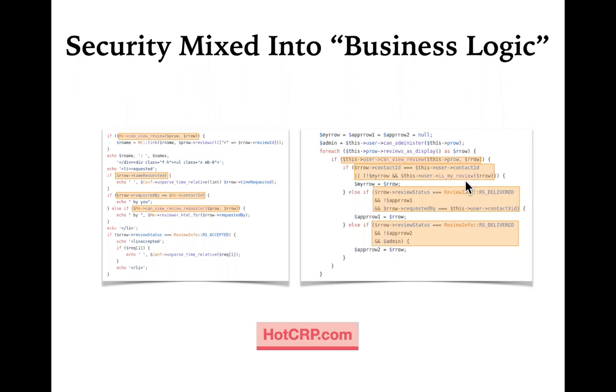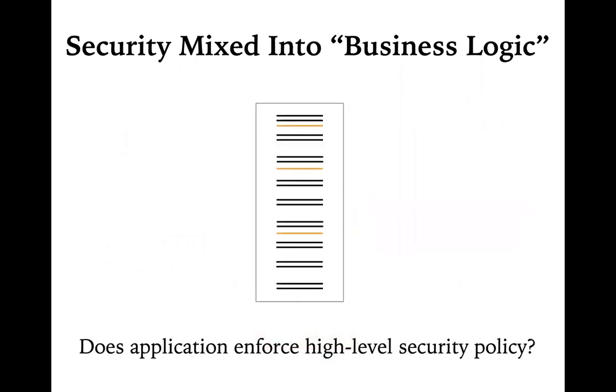What even is the security policy? And it's doubly hard to tell if you've got it right, because it's all finely intermingled with the rest of the code. If you think of these orange lines as the security checks, they're all sprinkled throughout the application, and so we don't really have a clear picture of whether the application enforces a high-level security policy.